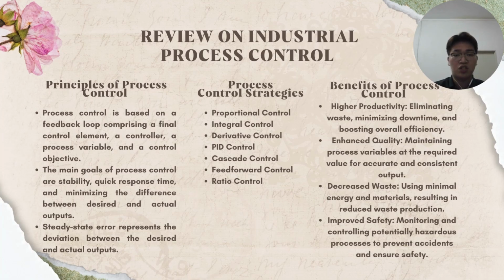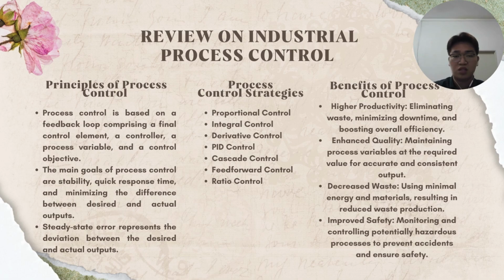Process control strategy. The first strategy is proportional control. It adjusts the final control based on the difference between desired and actual output. The next one is integral control. It modifies the control variable using the error between the process variable and desired output. The third one is derivative control. It alters the final control based on the rate of change of the error signal. The fourth one is PID control. PID control combines proportional, integral, and derivative control for precise process variable control.